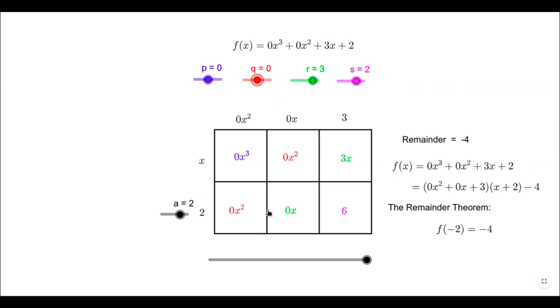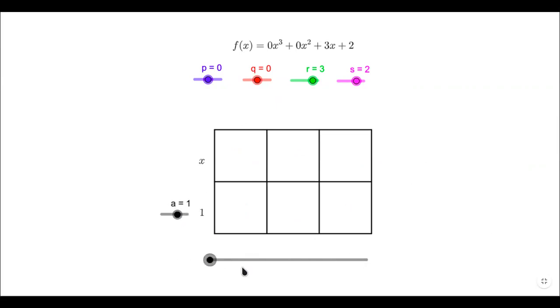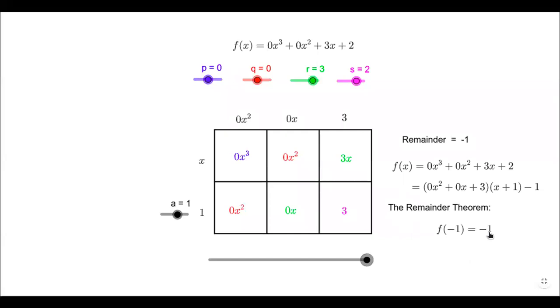I can find out the roots of the polynomial with the help of this. I can select either a equal to 1 or 2 or 3 or 4. Suppose I go with a equal to 1. So this is f of minus 1, the remainder theorem. The remainder is minus 1 in this case. Suppose I change the value to 3. Now the remainder is 0.